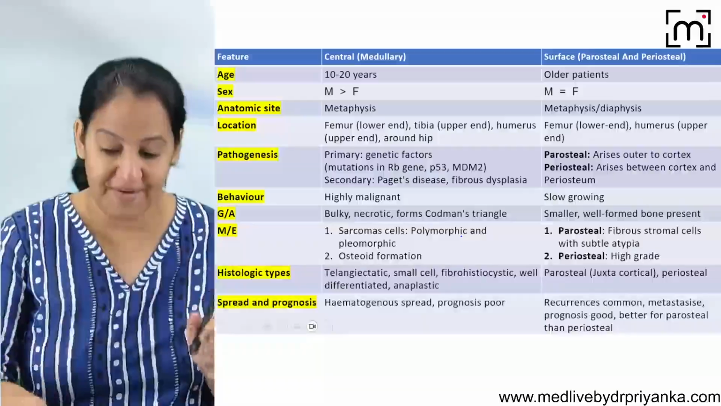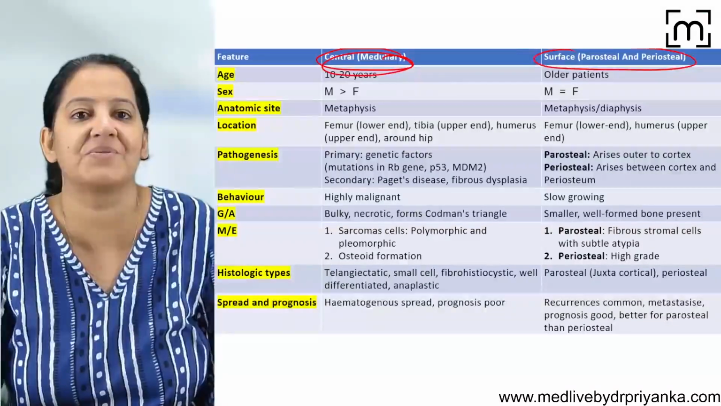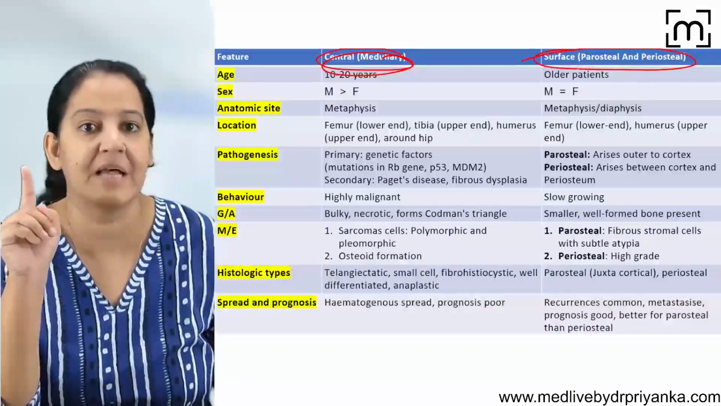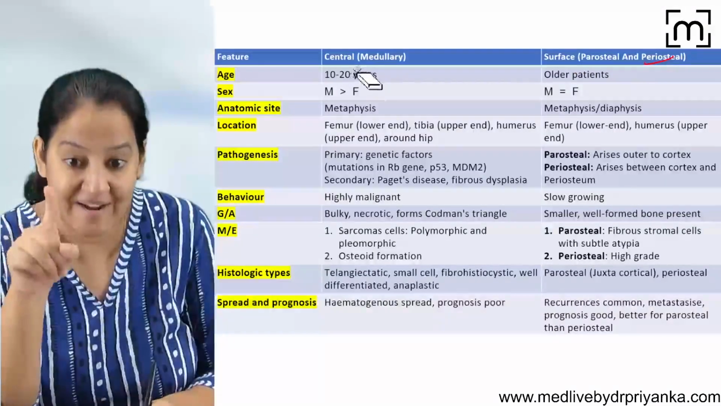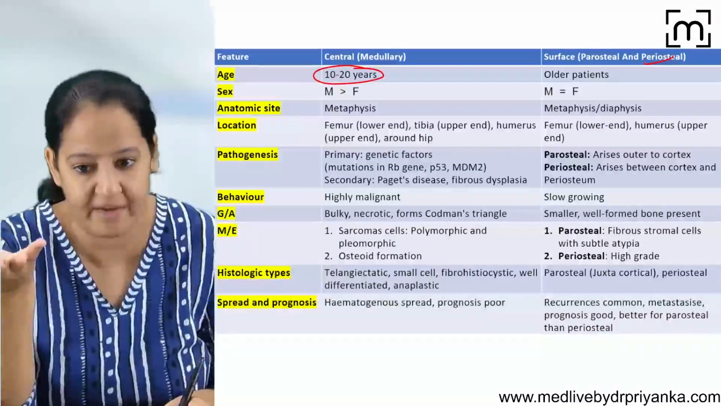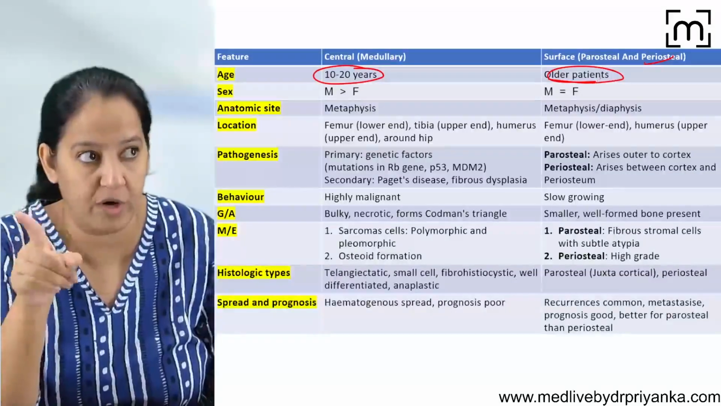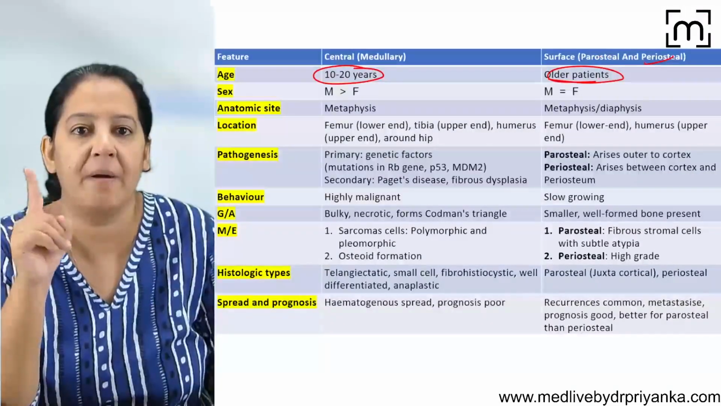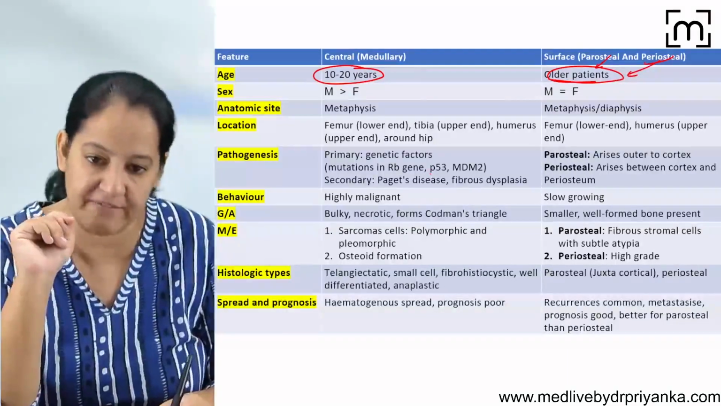So you have to compare the central osteosarcoma with surface osteosarcoma. The surface are of two types, parosteal or periosteal. You have to do the comparison between both. So the central one occurs at 10 to 20 years. It is bimodal, but the primary one occurs at 10 to 20 years of age. This one usually occurs in older patients. I told you, 3rd decade, 4th decade, or 25. Parosteal occurs in the 3rd or 4th decade. Periosteal occurs at the age of 25.